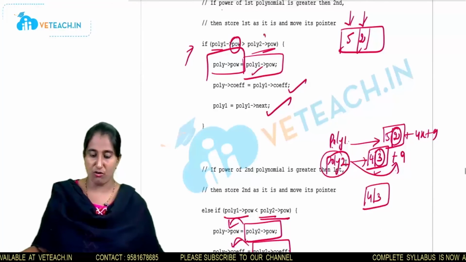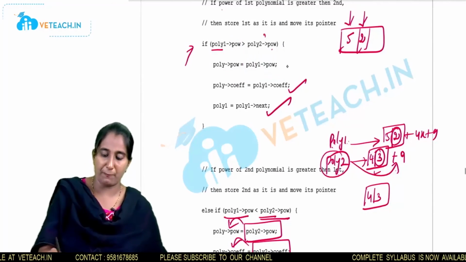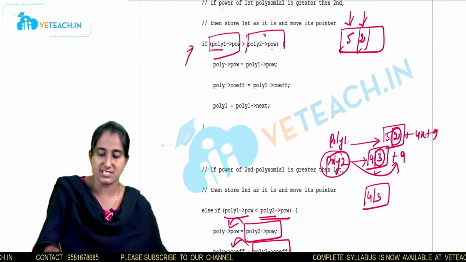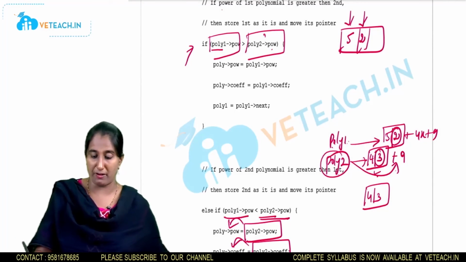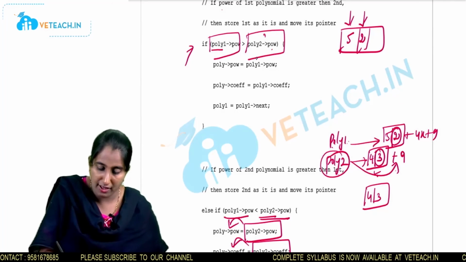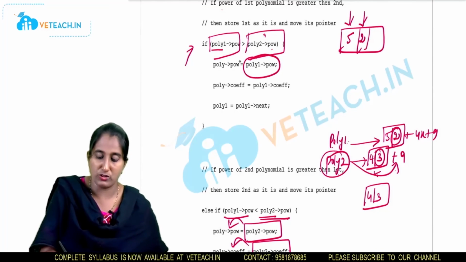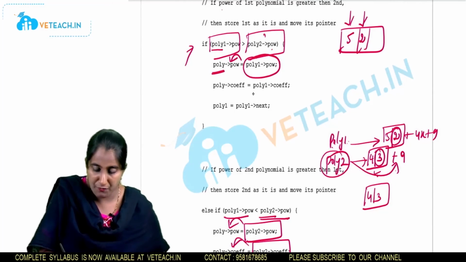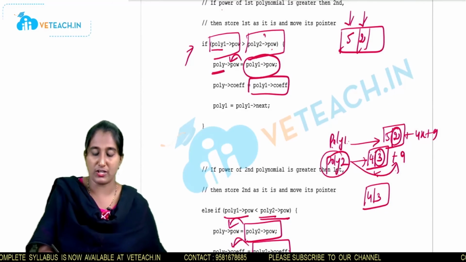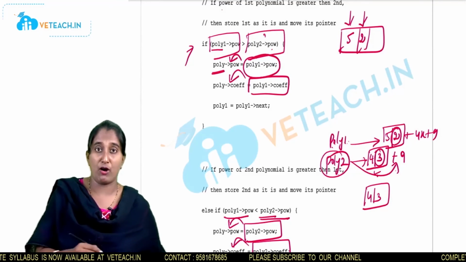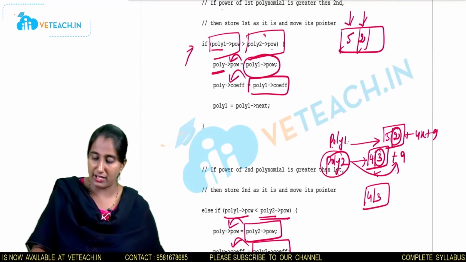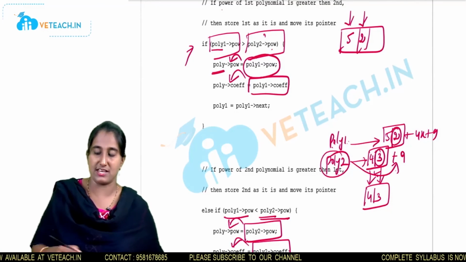Okay. So whenever the first power is greater than the second node power, we need to carry the first power to the poly. Here poly is the resultant, and the same way the coefficient should also be carried to the poly. Poly means resultant. So in the resultant node we should carry those two terms as it is.